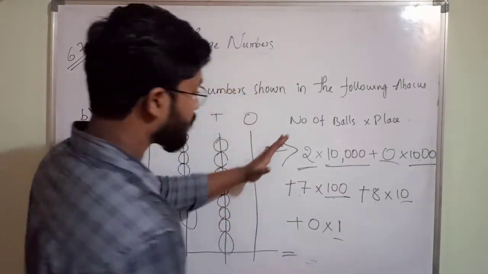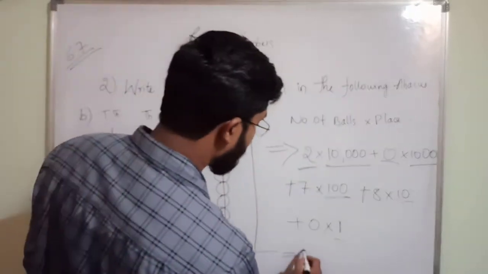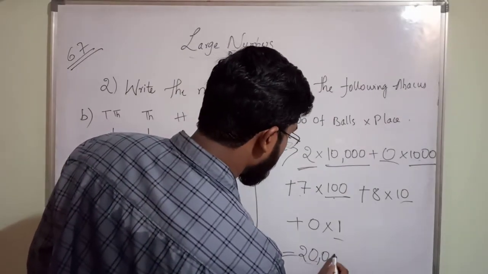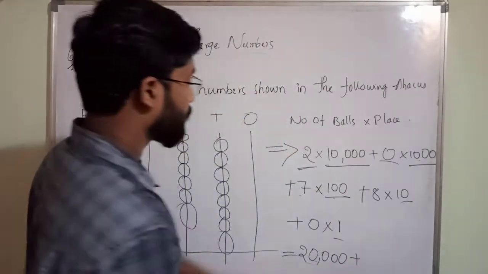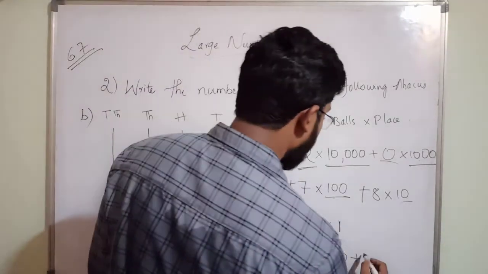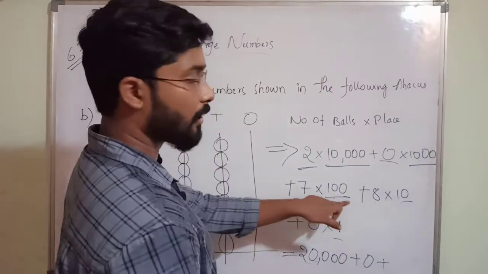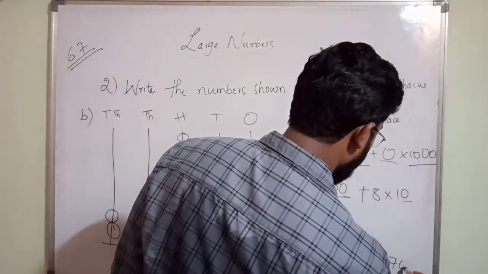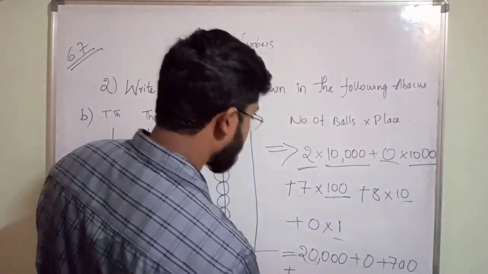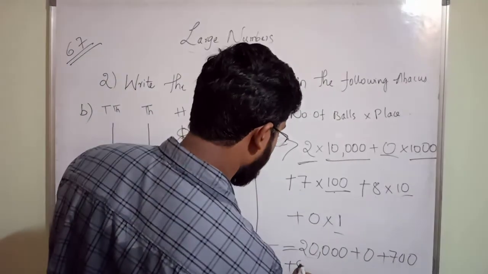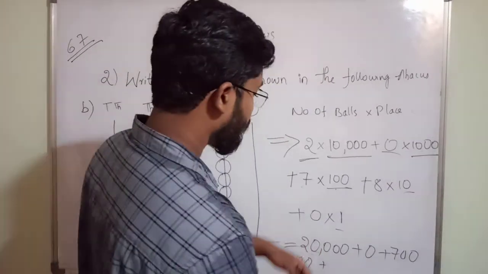So what is this? If you add all this, what you will get? 20,000 plus 700. This is 0. 0 into 1000 is 0. 7 into 100, 700, plus 8 into 10, 80, plus 0 into 1, 0.